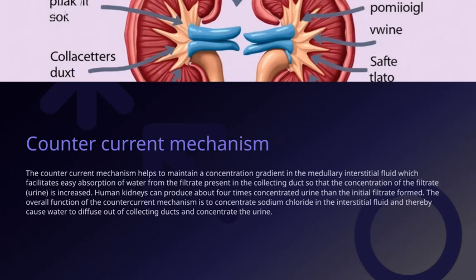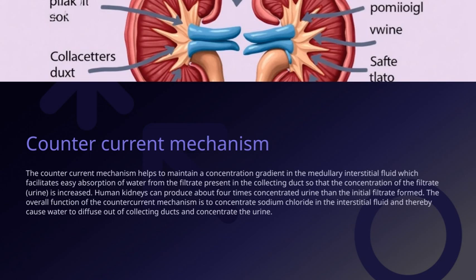Now, let's talk about the countercurrent mechanism. This process is crucial because it helps maintain a concentration gradient in the medullary interstitial fluid. Why is that important? Well, this gradient makes it easier for water to be absorbed from the filtrate that's present in the collecting duct. As a result, the urine becomes more concentrated. In fact, human kidneys can produce urine that is about 4 times more concentrated than the initial filtrate.